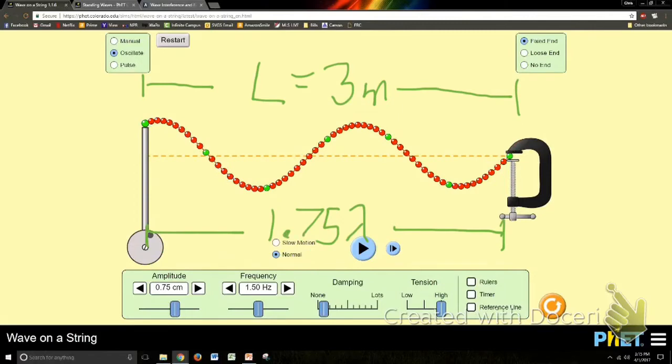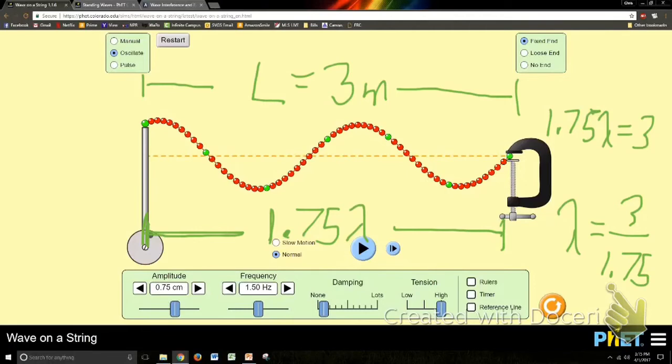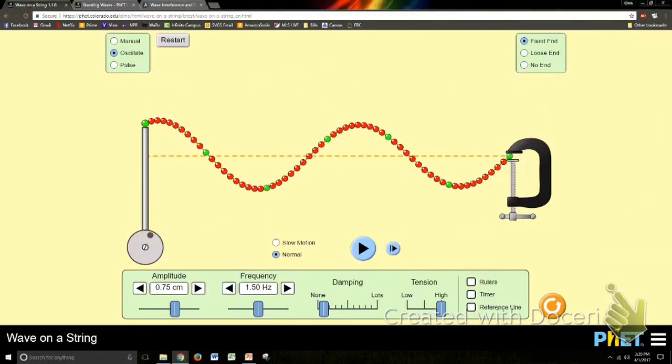So, for this particular standing wave, I could label the string two different ways. L equals 3 meters, and that same 3 meters equals 1.75 lambda, or 1.75 times the wavelength. So I could then go back and just write, well, 1.75 lambda equals 3. Set my two different types of labeling equal to each other, and ultimately, you'd be able to solve for what the wavelength of the standing wave is. And that's what's going to be really important when we come to resonant frequencies.